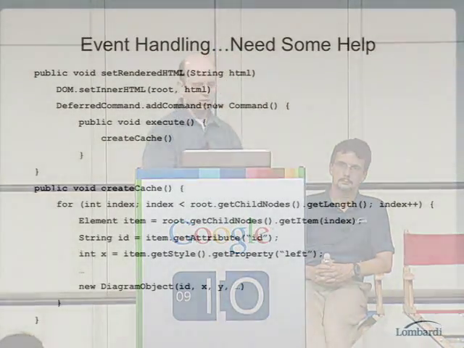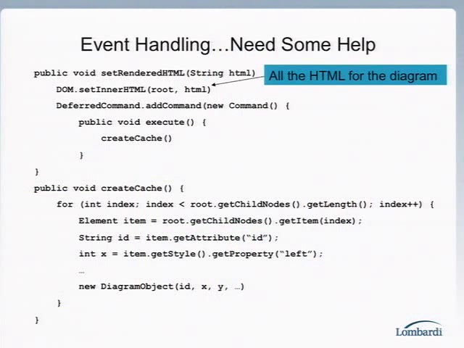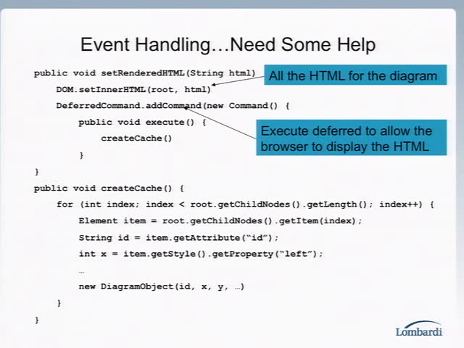And this is how that works. So we start off here. We've got all of the HTML that we've generated from our layout code. We've inserted it into the DOM. The next thing we do is we execute a deferred command. And what this does is it gives the browser the opportunity to actually render that HTML and show it to the user. When the browser is finished doing that, it will call this deferred command and execute this create cache function.